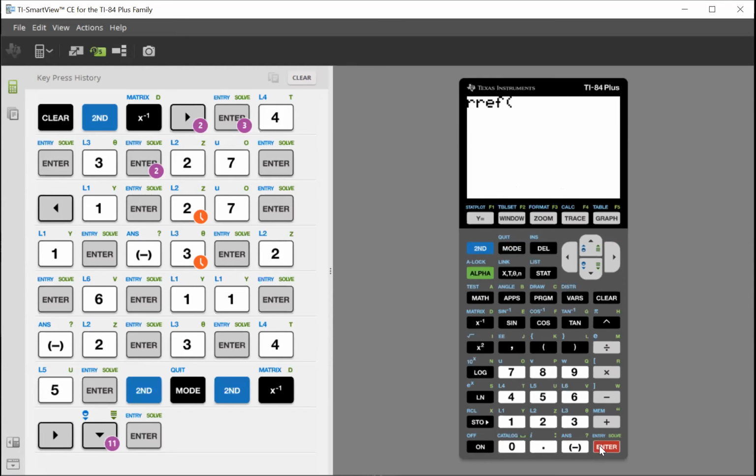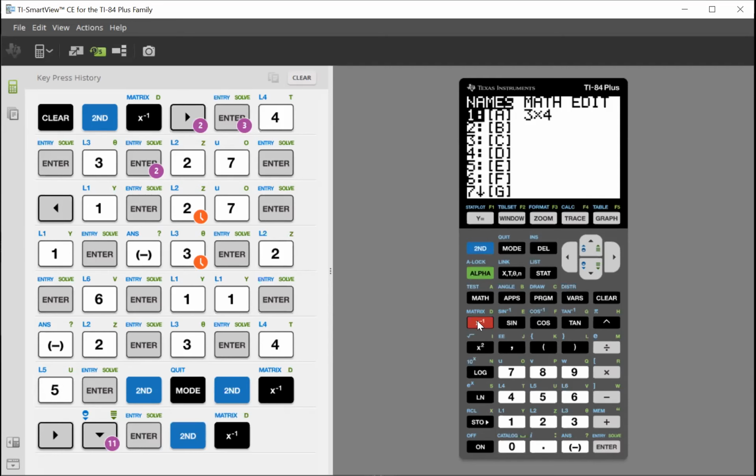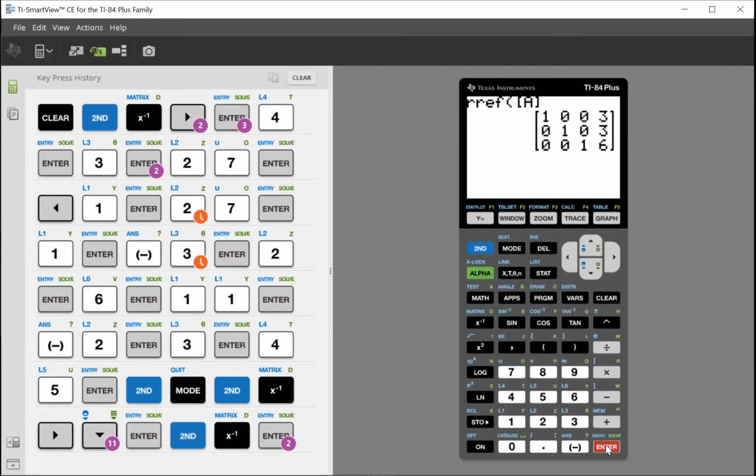So remember that brought the reduced row onto the screen. Now we go get our matrix by hitting second and matrix. Ooh, I see an answer. Let's see if we're right. So grab matrix A, which is already highlighted, so all I need to do is hit enter. 3, 3, 6. Good job. Makes you feel good when you can do that.